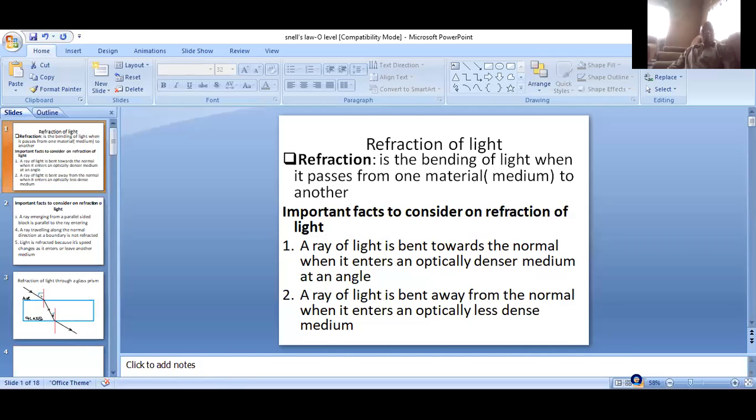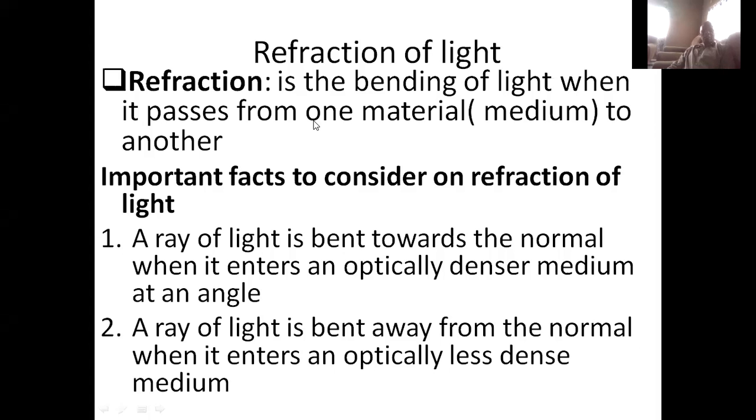So we go straight to the lesson for today. Refraction is actually the bending of light when it passes from one medium to another medium, or one material to another material. So there should be different materials here where light is passing through, and therefore it will bend. There are certain facts that we need to consider when we are talking about refraction of light, in particular at a preliminary level.